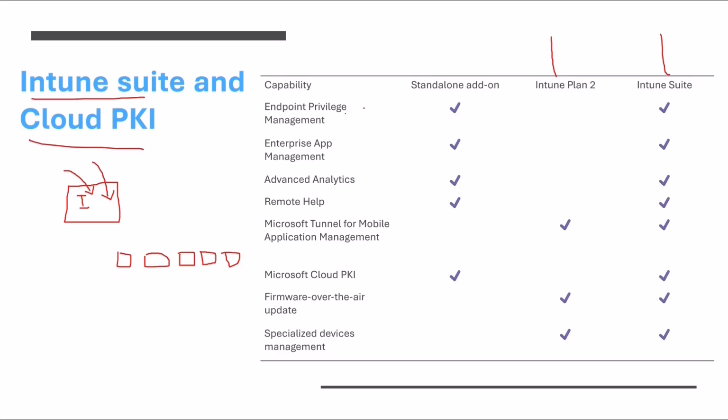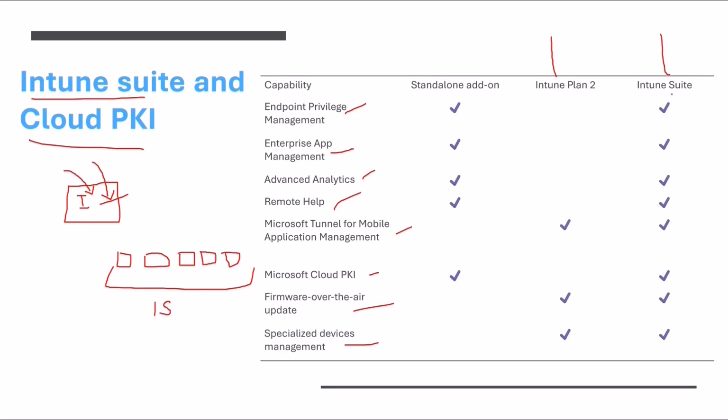These features are endpoint privilege management, enterprise app management, advanced analytics, remote help, Microsoft Tunnel, Cloud PKI, firmware over the air, and managing specialized devices. They are related to Intune, but you cannot make use of these features if you just have the Intune license. If you want to make use of these features, you need to get a license for Intune Suite.